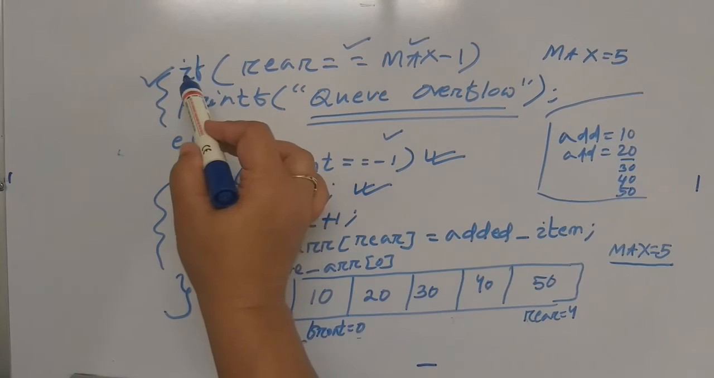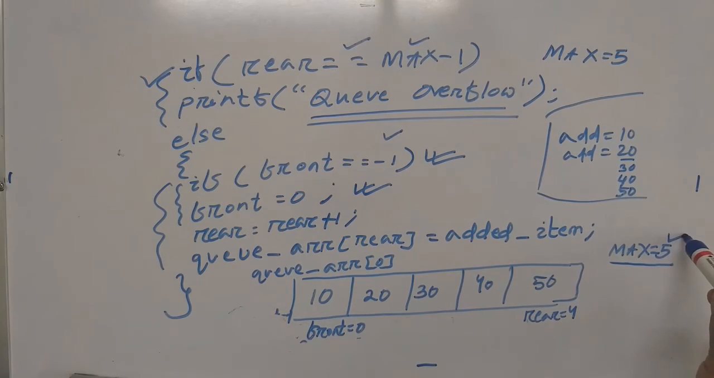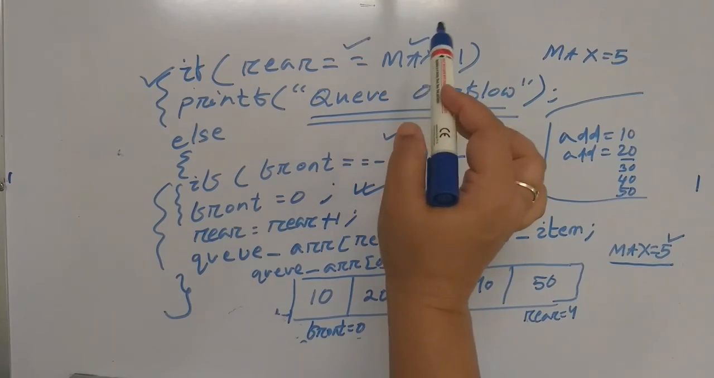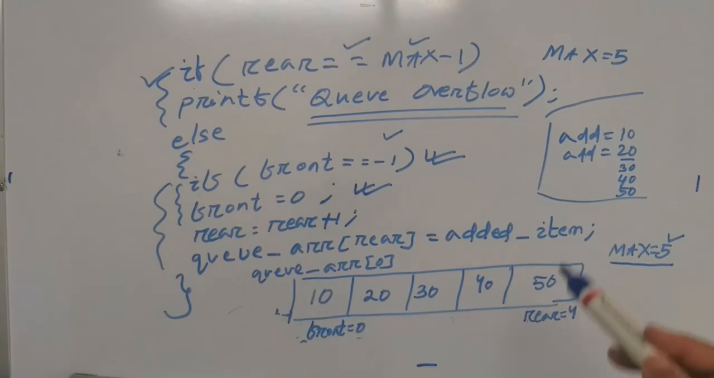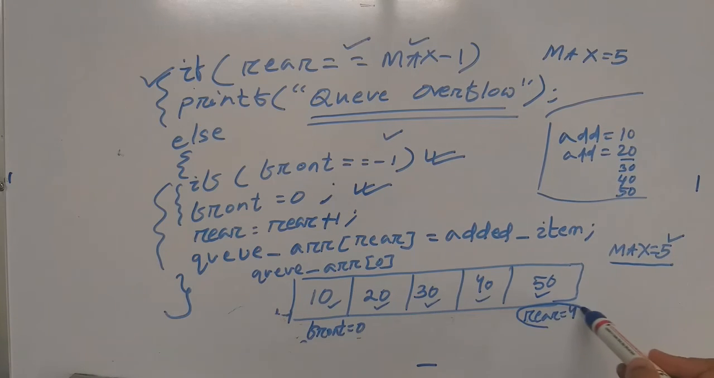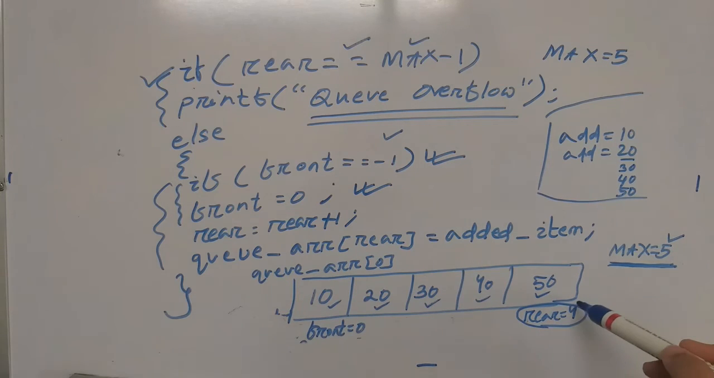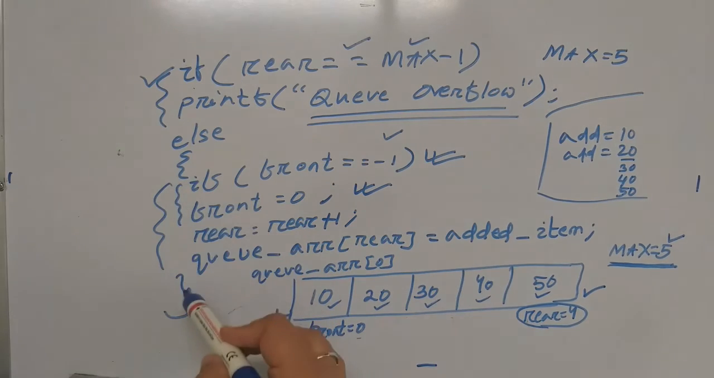So we know that if rear is equal to max minus 1, max is now 5, max minus 1 is 4, that means 4, printf Q overflow. Now all the elements are inserted. So we find that the rear position is equal to 4, that means we have reached the maximum value. So next we cannot insert any elements because the overflow condition executes. So the else part is not executed because the if part is executed.